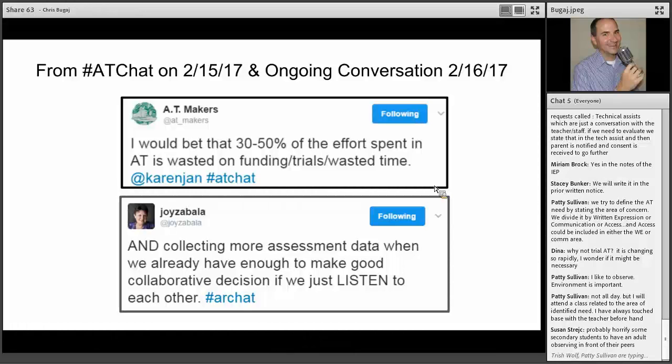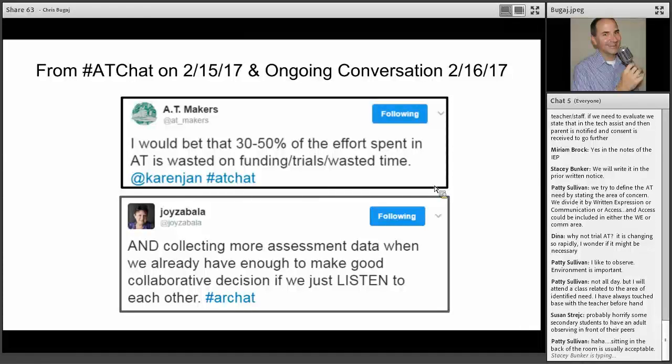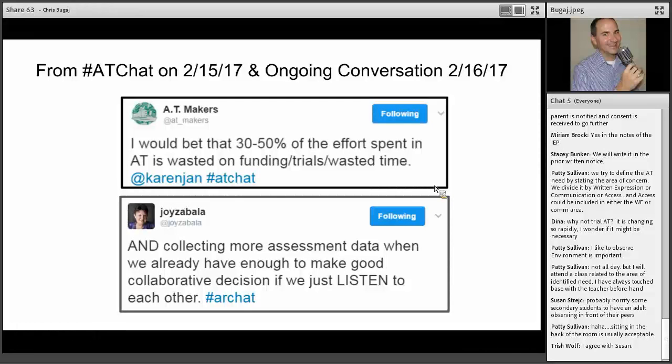Let's say we're considering a communication device for a student. How do you determine which communication device you're going to put in place first, right? Which one are you going to trial first? If you're going to trial one first, why not just try it? And let me put it a different way. I'm not explaining it well.